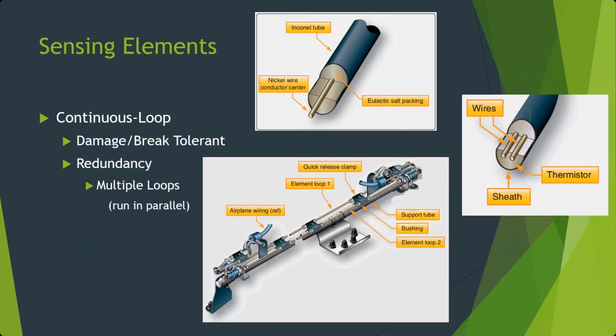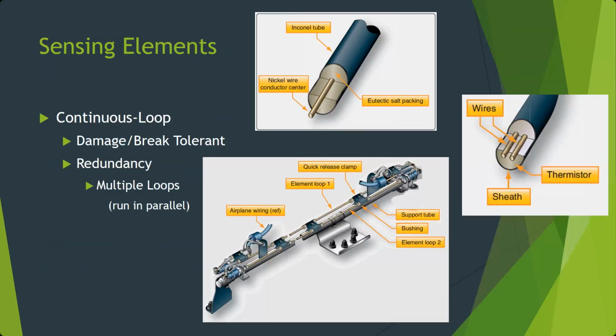Remember, there's two primary types of loops. They have to be damage and break tolerant, but they are still fragile in some respects. If you crush one of these loops, it's done. Or if you bend it too tight, they have minimum bend radiuses. If you bend it too tight and it kinks the outer shell, your loop is going to be shorted out.